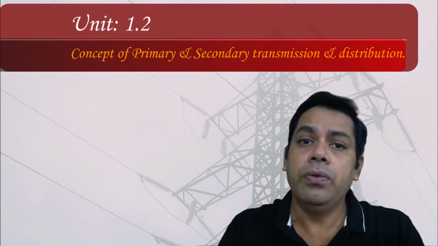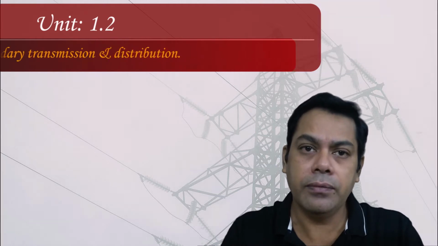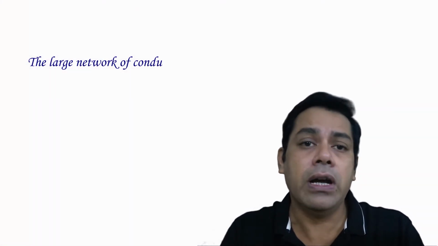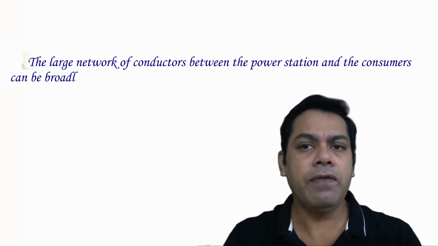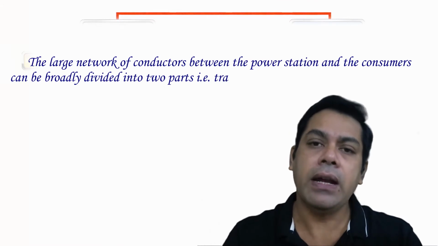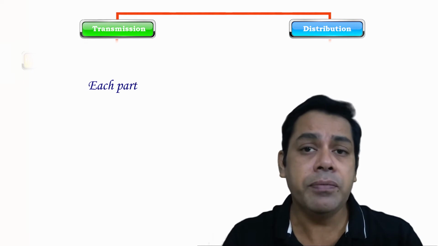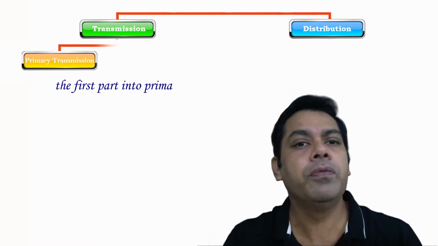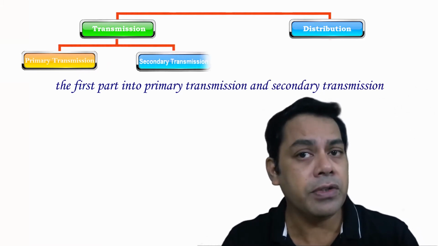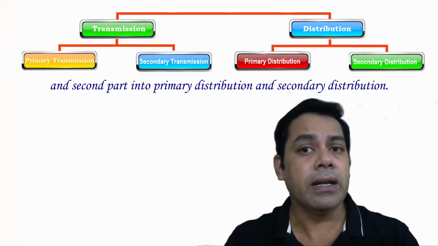Our next topic in Unit 1.2 is the concept of primary and secondary transmission and distribution. The large network of conductors between the power station and consumers can be broadly divided into two parts, that is, the transmission system and the distribution system. Each part can be further subdivided into two sections: the first part into primary transmission and secondary transmission, and the second part into primary distribution and secondary distribution.